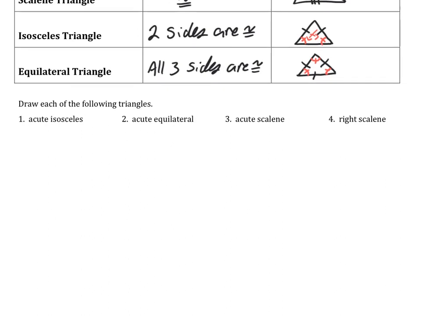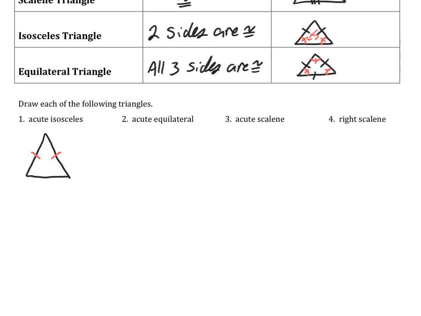Okay, so we're going to be drawing some triangles here. So if I want to draw an acute isosceles triangle, if you want to add degree measurements in here, you can, but I'm just going to draw this so that none of my angles look obtuse, and I'm not going to put any 90-degree markers on here for a right angle. And then I just need to make sure that I mark two of my sides as congruent. That's for that isosceles part.